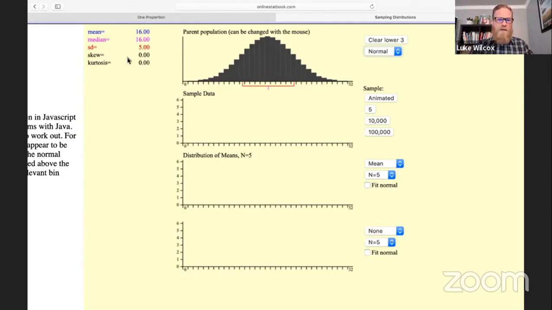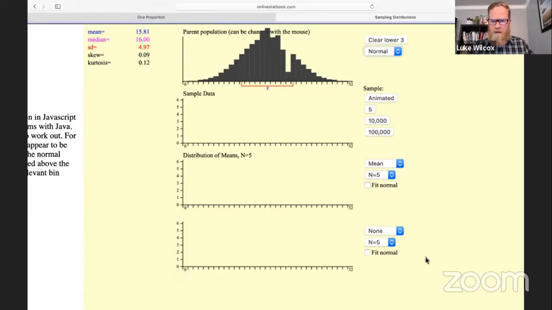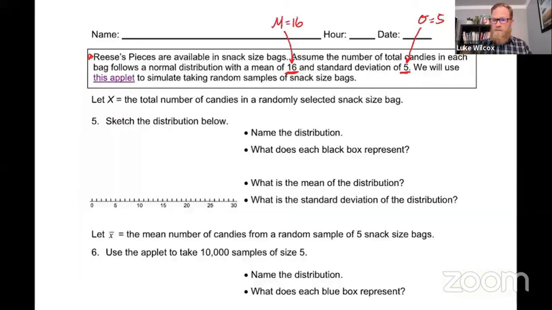And sure enough here, you'll see that on average, there's going to be 16 candies in each bag with a standard deviation of 5. So they're calling this the parent population. We're going to call it the population distribution. And so the first thing we need to do in the activity is sketch this distribution here. And once again, this is going to just be a sketch, does not have to be perfect, but we clearly know that it looks like a normal distribution.